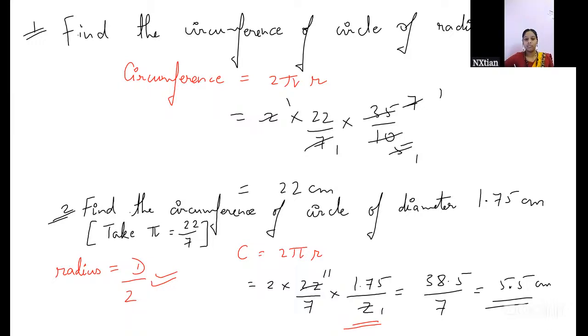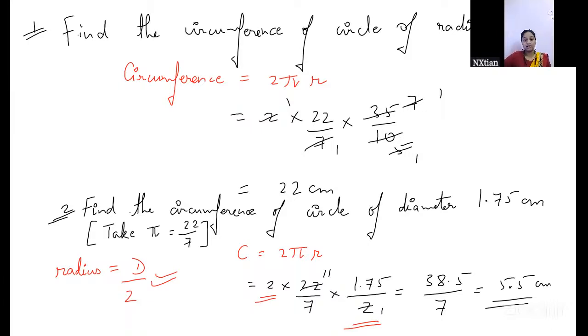I did 22 by 7 into 175 by 100 and I got the same thing. Okay, you ignored this too, because the diameter is twice the radius, so you ignored the 2 but you didn't do half of that one. And then you removed the decimal. Yes, we can do that. That method is correct. But still I'll suggest you go on with the formula. Otherwise it's fine, if you do it with that method also, it's fine.